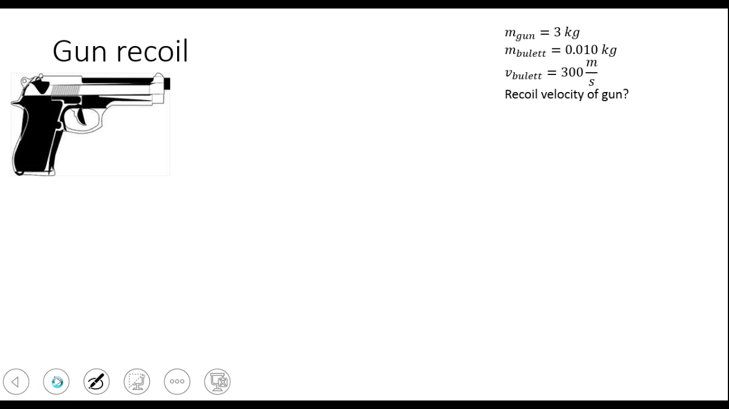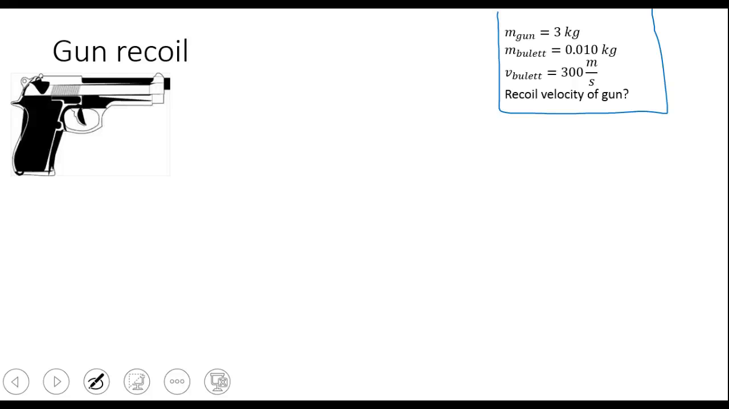We can also use initial momentum equals final momentum to find interactions between objects that are initially not moving. A great example of this is gun recoil. Again, I've got information and data for this system. If I know that a gun shoots a bullet at 300 meters per second, which is pretty close to a good guess for a bullet, what is the recoil velocity of that gun?